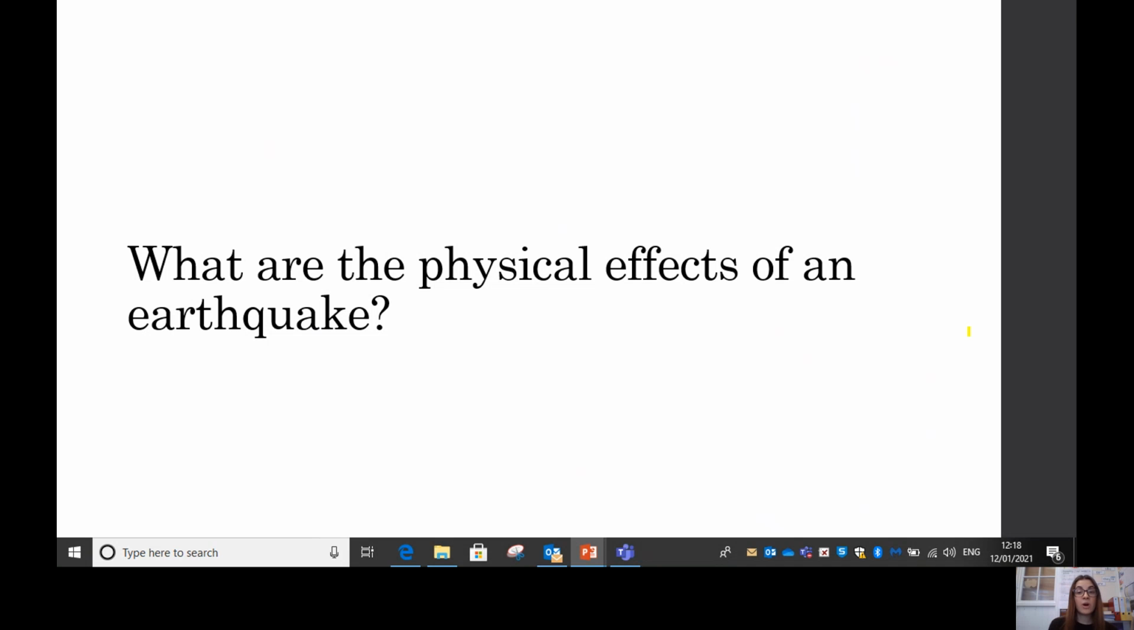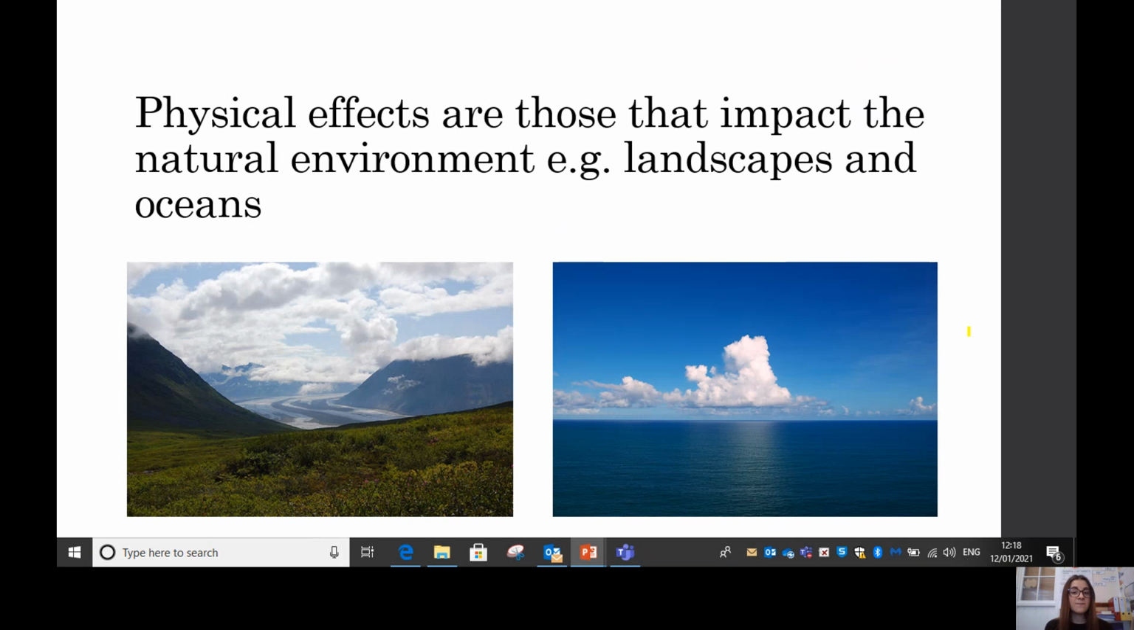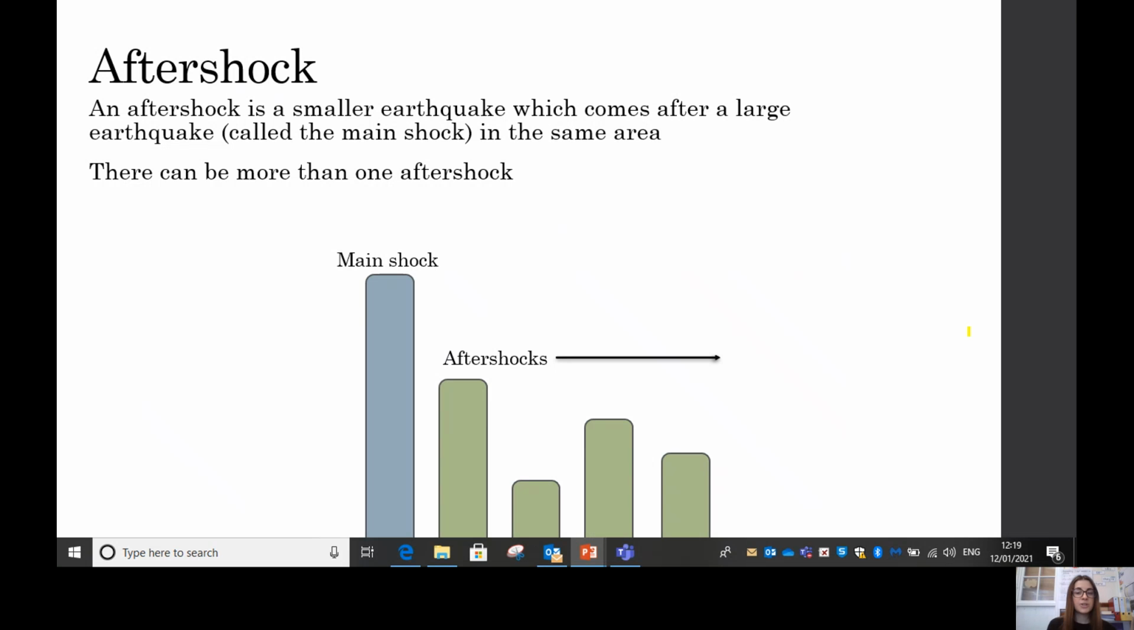Okay, now we know what an earthquake actually is and how it occurs, let's look at what some of the physical effects of an earthquake are. So, physical effects are those that impact the natural environment. So it's effects that happen to the landscape and the oceans. The first effect that we're going to look at of an earthquake is an aftershock.